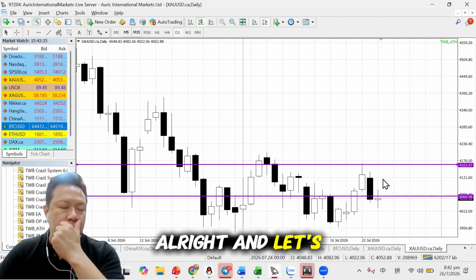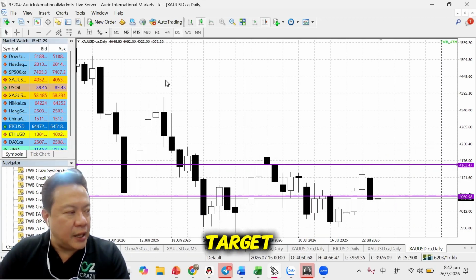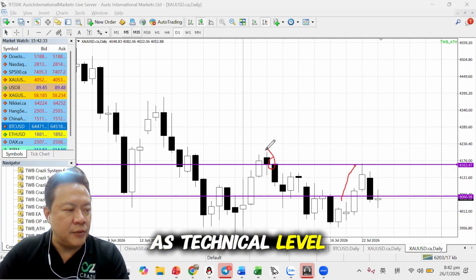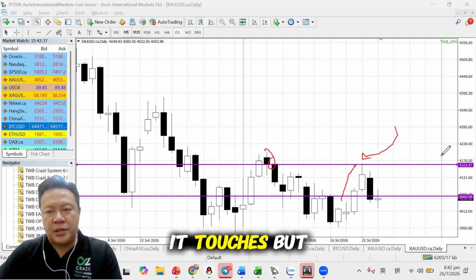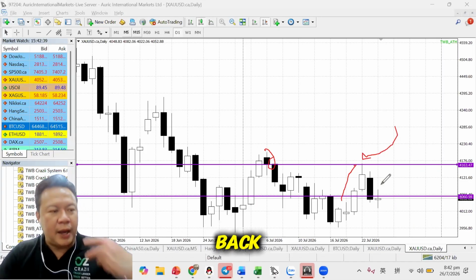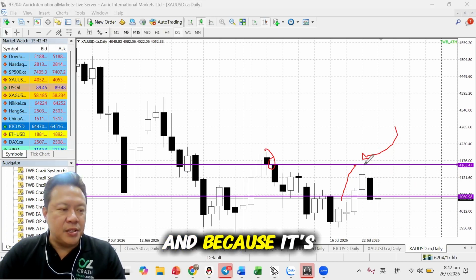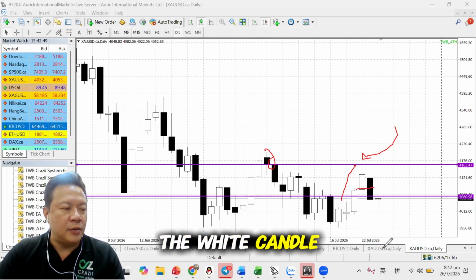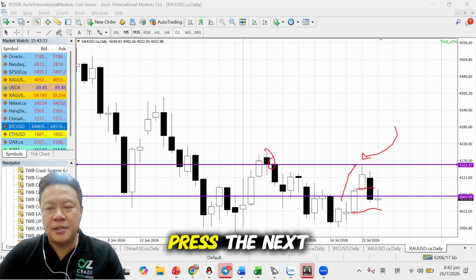All right, and you see how it goes here. So KCB can be used as a target. That means you use it as a target board to go to where you want as a technical level. But if the market cannot go up, like what you can see here, it touches but fails to go up and pulls back, then you can expect it to sell. And because it's going to sell, if you do a black candle here, then obviously the target will be the white candle and so forth. Okay, all clear? If all clear, press the next number.